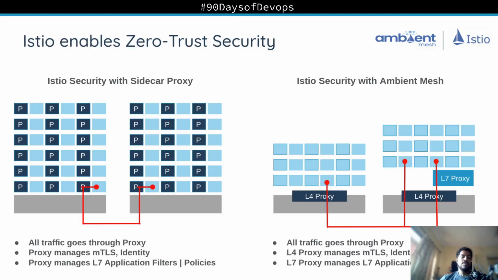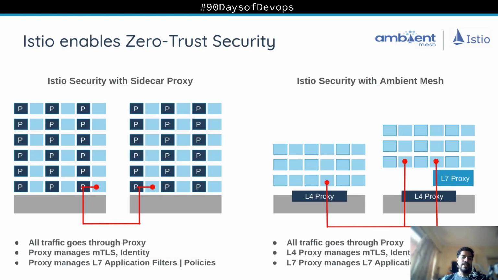Istio, the most useful thing, and I've seen many people use Istio just for this, is that it provides zero trust security out of the box, using mTLS and identity management using SPIFFE. The zero trust security has also changed because in the sidecar pattern you had all the traffic going through the proxy. The proxy handled both: it would do mTLS and it also used to do the L7 application layer stuff.